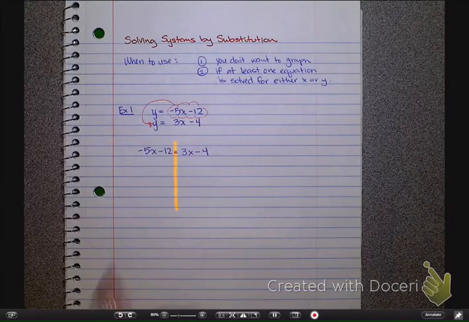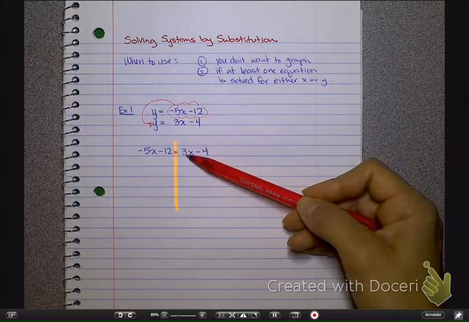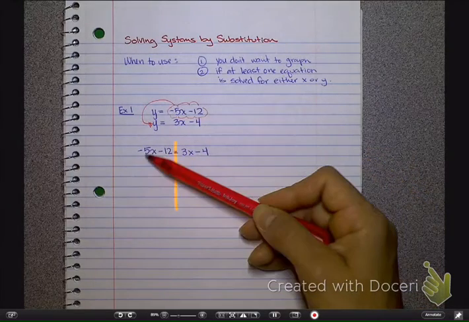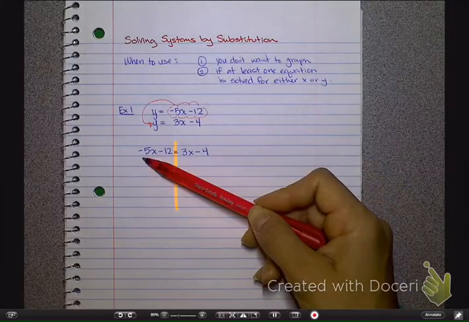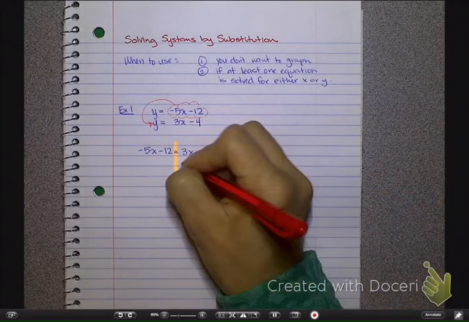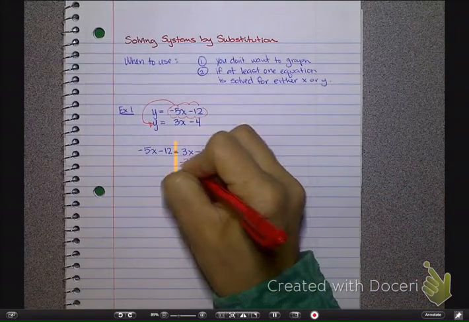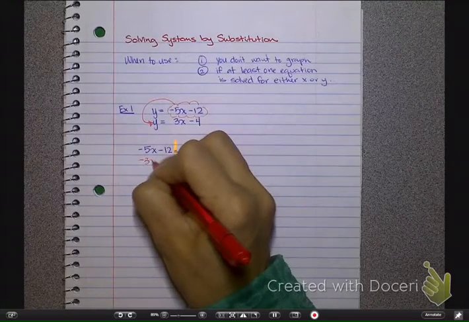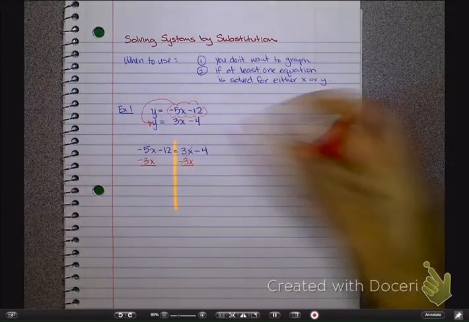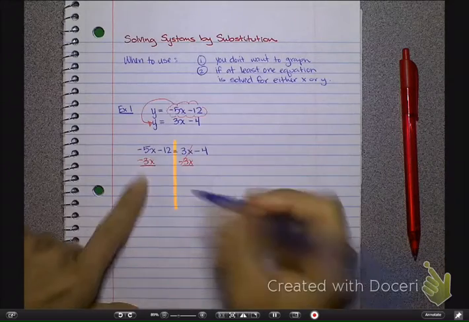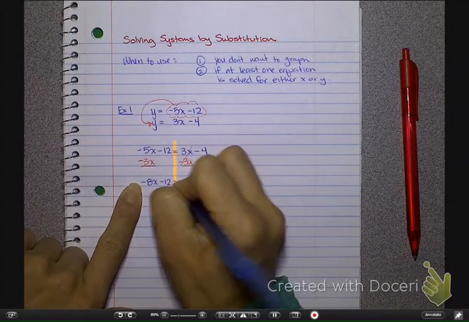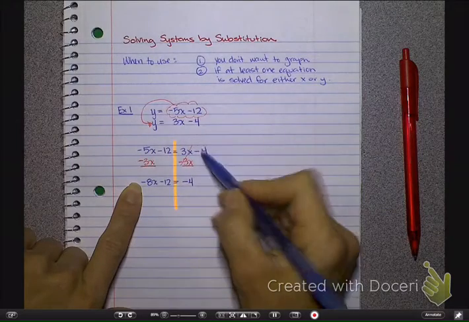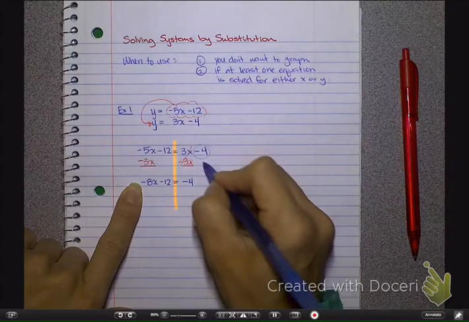So one of the things I need to do is get all the variables to one side. So would you guys like me to move the 5 over here, or do you want me to move the 3 over there? 3? Okay. So let's go ahead and subtract 3x from both sides. Okay, and I'm going to get negative 8x minus 12 equals negative 4. Don't forget this was a negative when you bring it down.